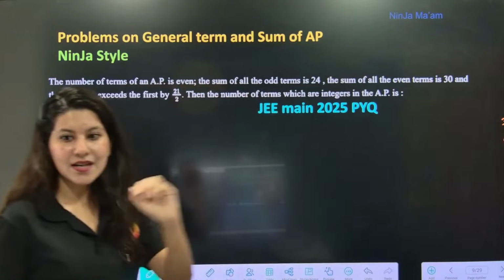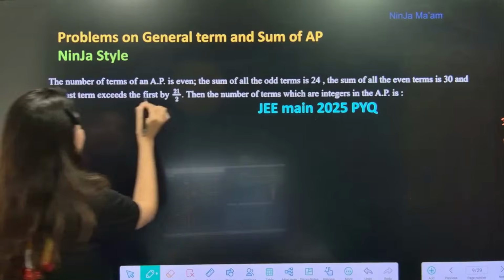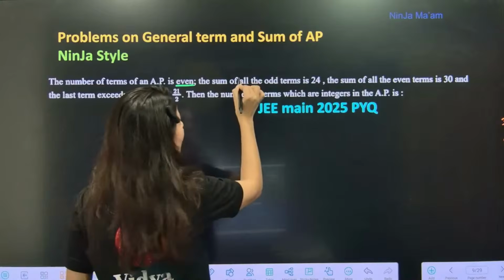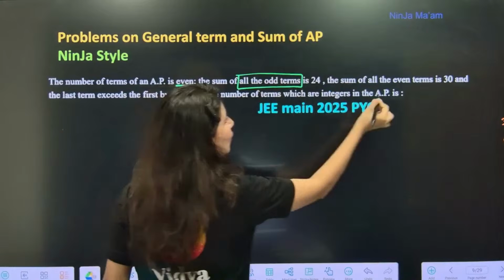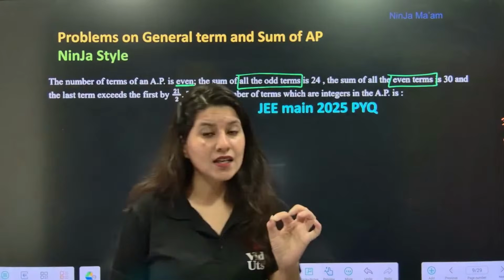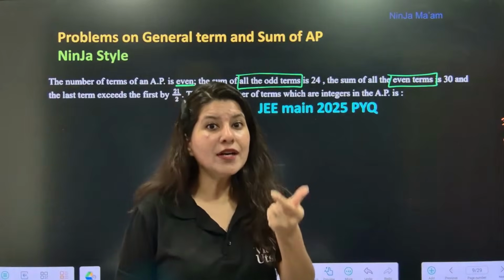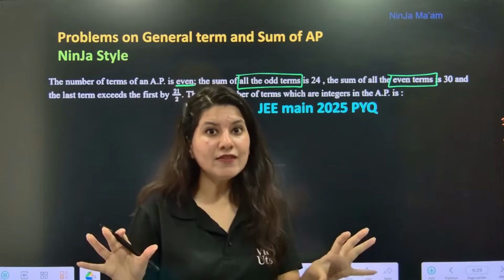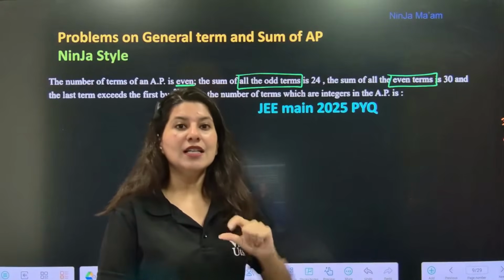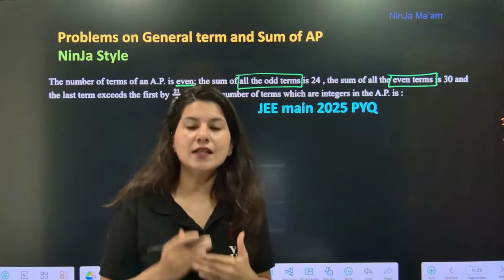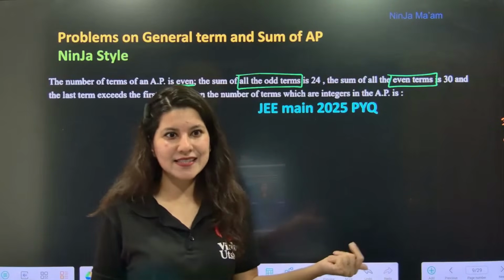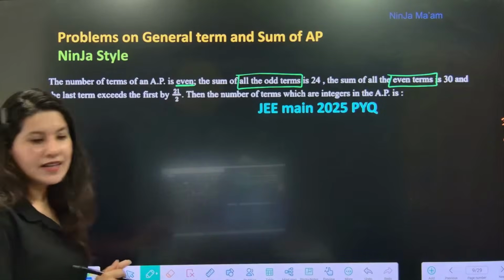Please understand this. The number of terms of an AP is even. Sum of odd terms is 24 and sum of even terms is 30. Whenever the sum of odd terms and the sum of even terms are individually given, then ninja style will come into the picture. Ninja style will make the question a little bit easier or less lengthier. Trick is there. So let's understand.